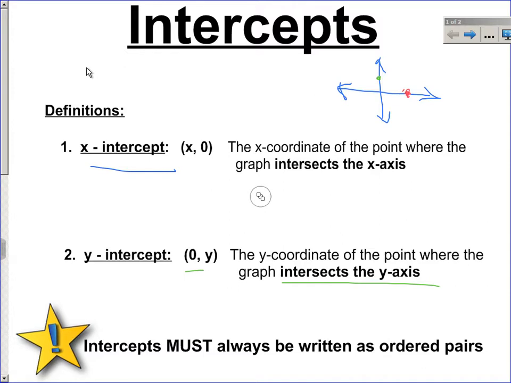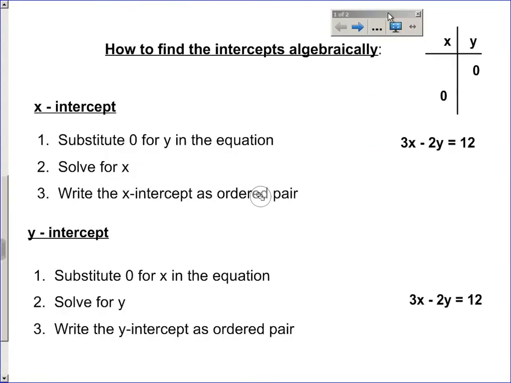So when you're writing your intercepts, the x-intercept is going to have some value for x and 0 for y because again we're not moving off that x-axis. And the y-intercept is going to have 0 for x because we're not moving left or right off the y-axis, and it will have some value for y. So how does this happen mathematically? How do we find the intercepts algebraically?